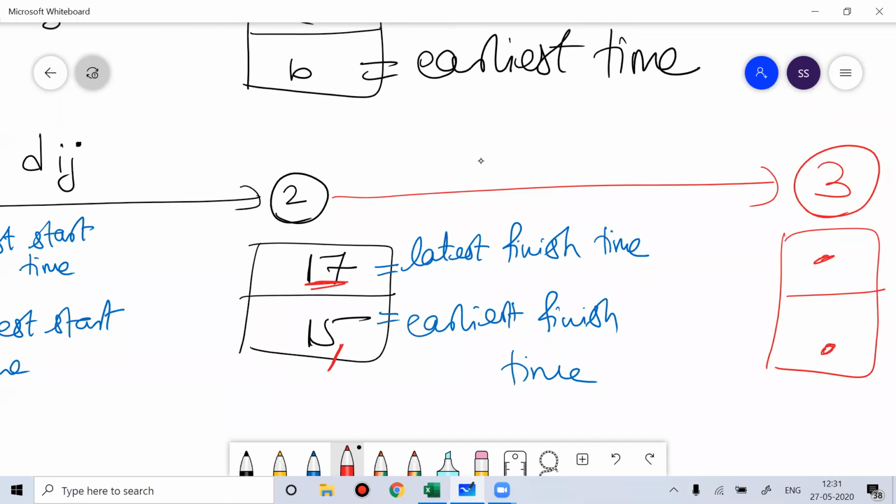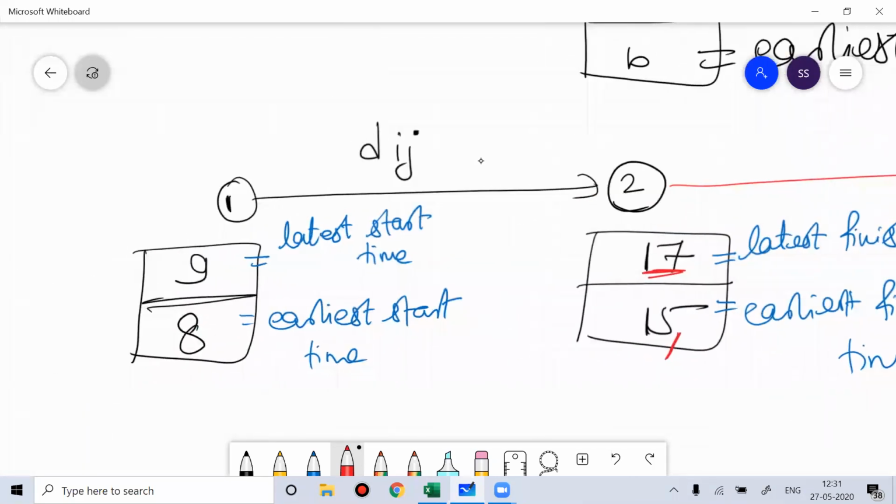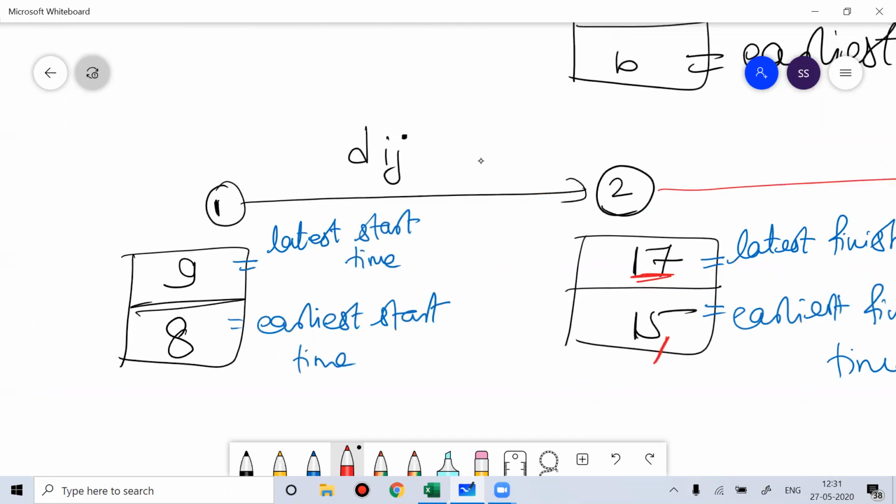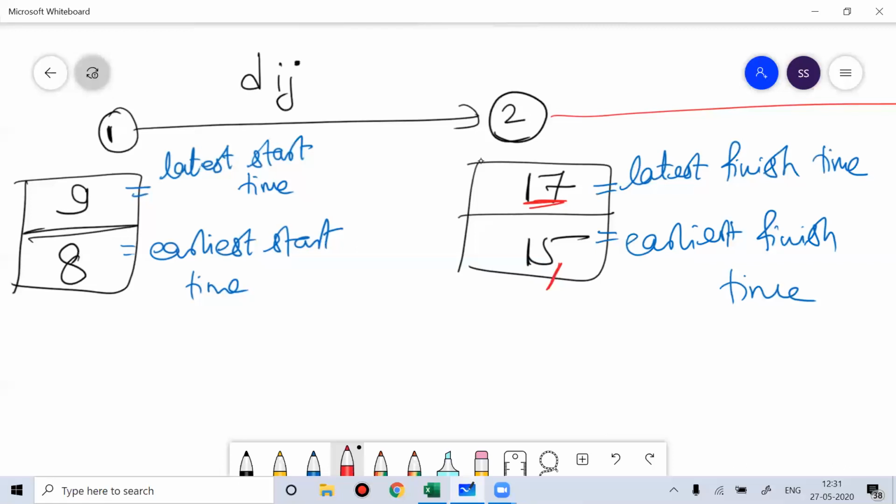I hope you understand that part. So I'm just talking about activity 1 to 2, and here we'll calculate something called total float. What is total float?